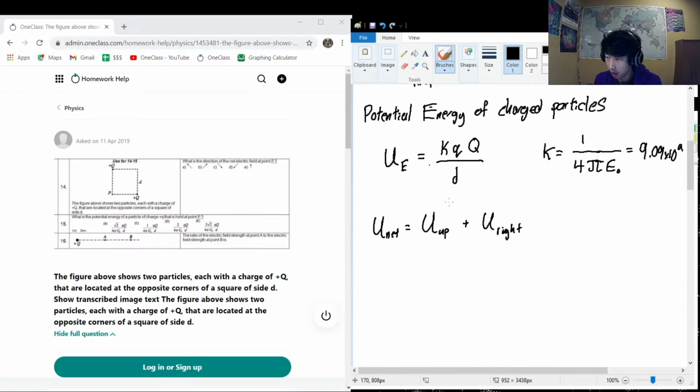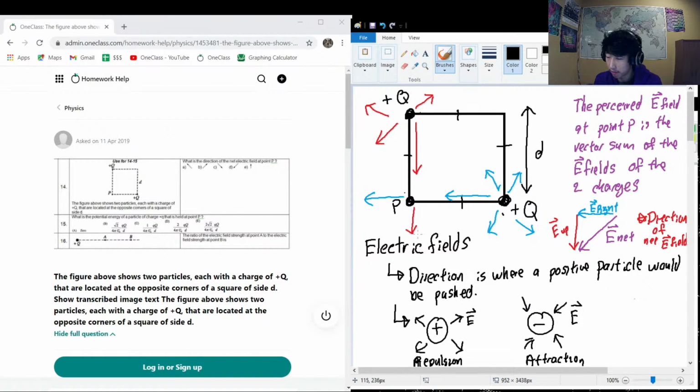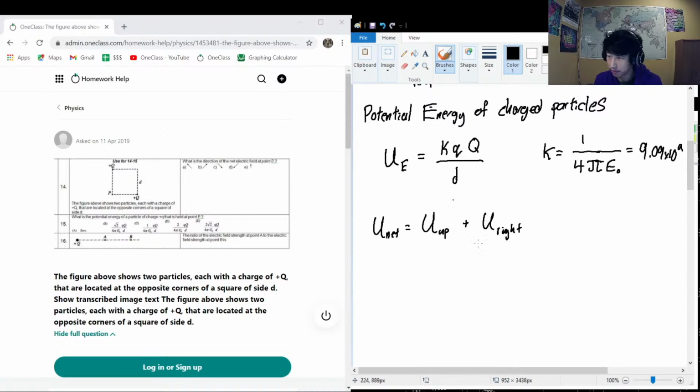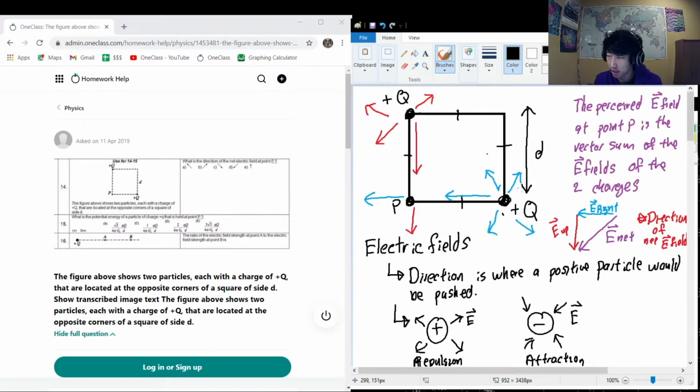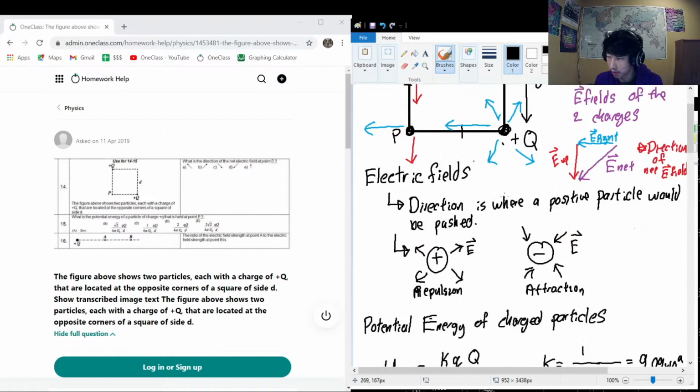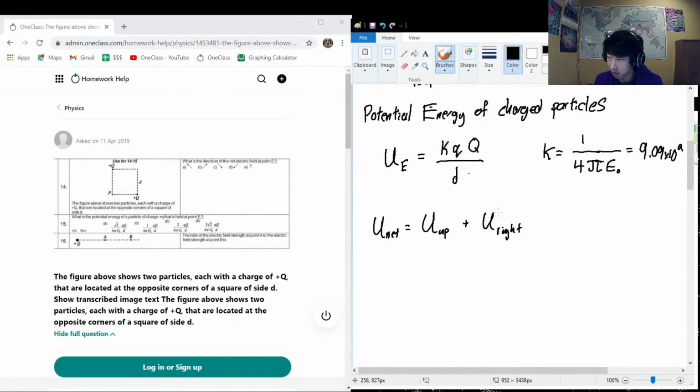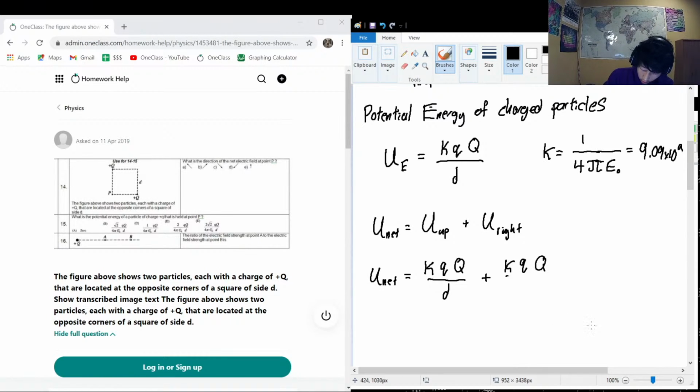Okay, so it turns out for them both, d is the same distance for their separation, and little q is the same, and the big Q is going to be the same as well, because the top left and the bottom right have the same charge of big Q. Okay, so let's write this out alongside this equation right here. So U net is equal to K q Q over d plus K little q big Q over d.